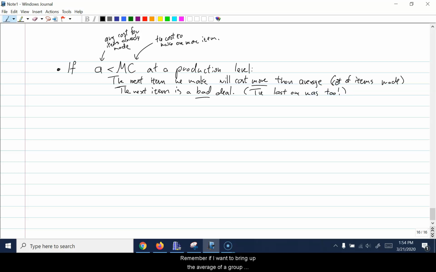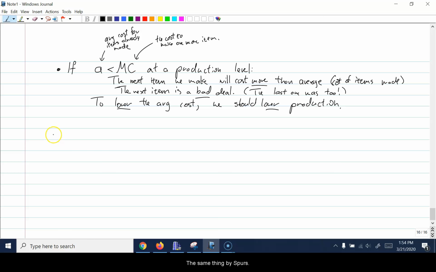Remember, if I want to bring up the average of a group, I need to throw in more things that are above average. If I have a room full of people, throwing in a tall person will increase the average. Removing the tallest person will lower the average. In this case, the last item we just made was also above average. Removing it from the group will lower the average, and we want to lower the average. So the Goldilocks question we're going to be asking is, how do we lower the average cost? We should lower production. And the same thing vice versa.